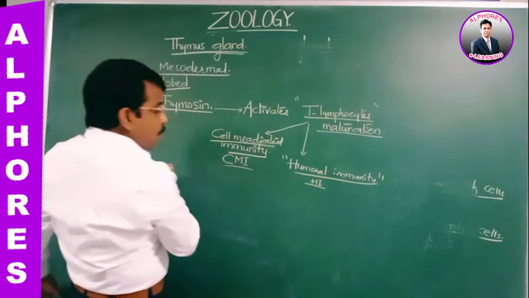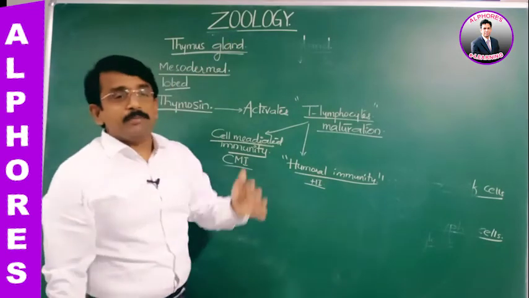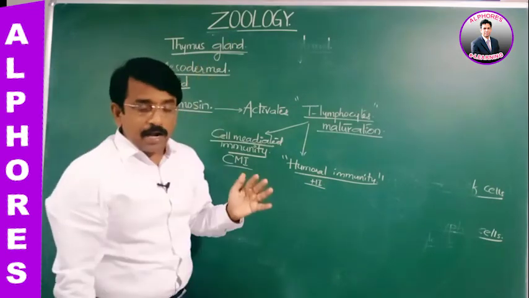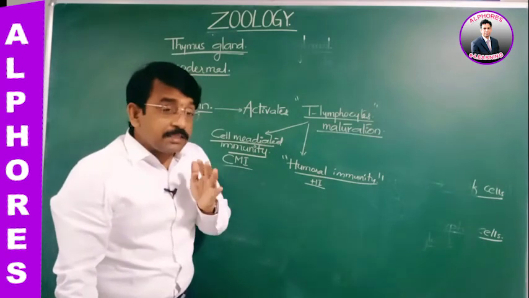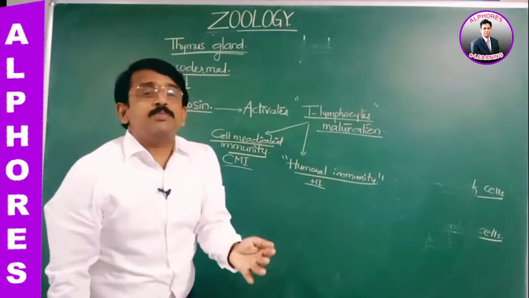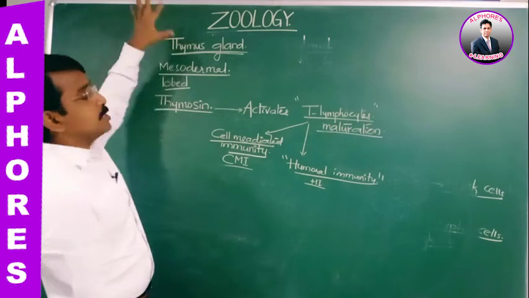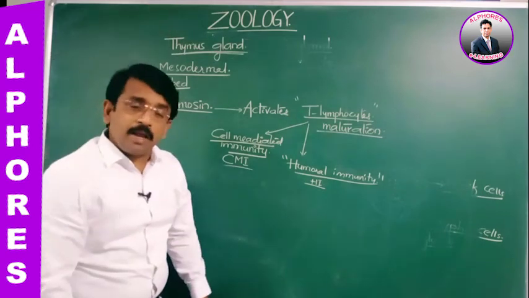So this is how the immune system functions by means of the thymus gland. Naturally, as the age progresses, it shrinks and atrophies, so naturally the immune system reduces. That's what we discuss in the case of the thymus gland.